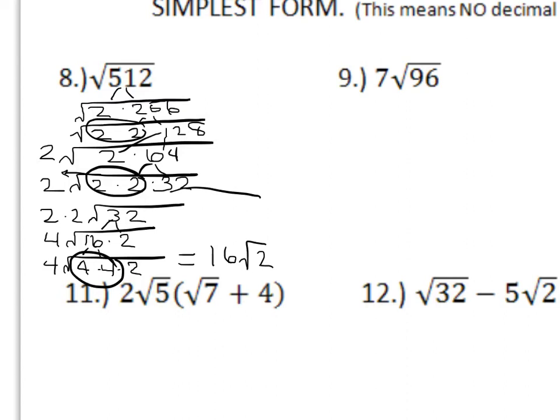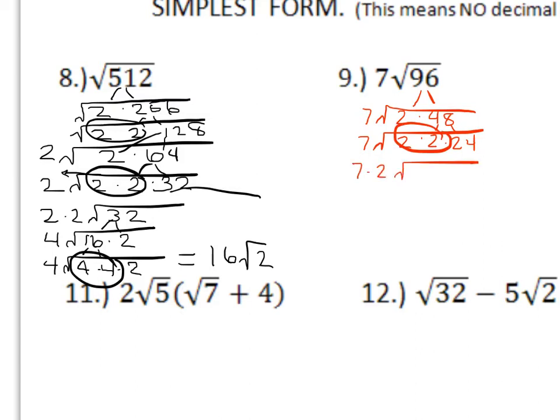On number 9, same process. We have a 7 out front. 96 is 2 times 48. 48 is 2 times 24. I'll go ahead and bring that couple out. 7 times 2 outside, 24 in. 14 is what outside becomes.